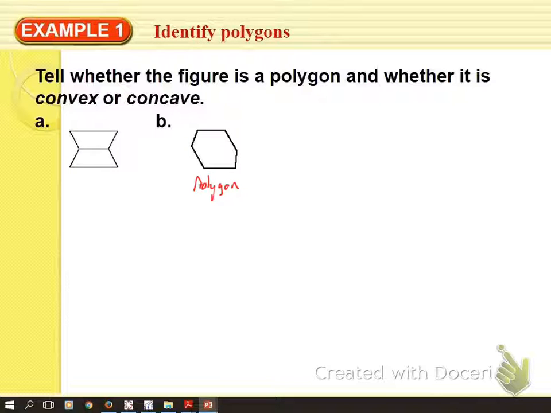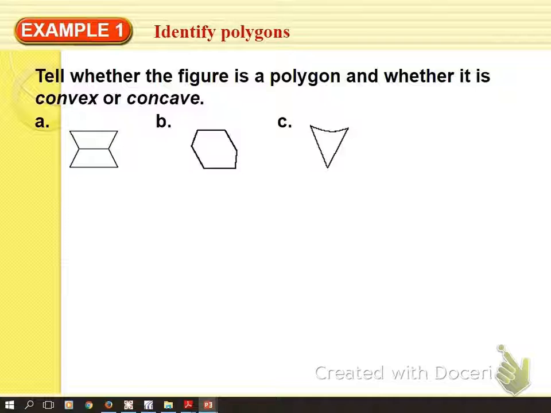Convex or concave, can you join any two vertices and have a segment go outside the polygon? I can try here, here, here, here, here. Nope. Those are all inside. As a matter of fact, you can go around this if you want, but these are all going to be inside, and so this is going to be convex. None of the sides are kind of caving in. So this is convex.